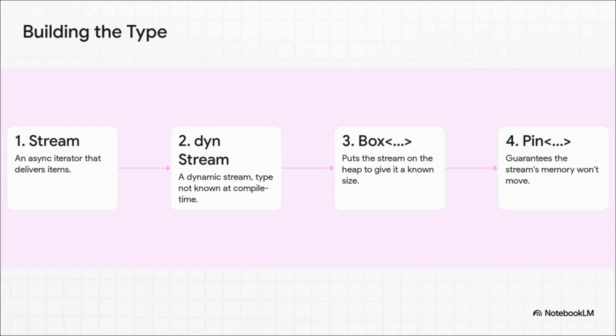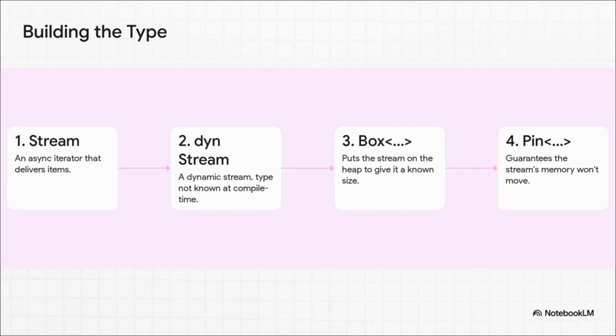So let's build this thing from the inside out, like stacking Legos. At the very core, we have Stream. Just think of it as an async iterator. It gives you items over time. But Tonic doesn't know the exact type of stream we're returning at compile time, so we need dyn Stream to say, hey, this is some kind of stream. But that creates a new problem. Dyn types don't have a size the compiler knows about. How do we fix that? We put it in a Box. A Box stores our stream on the heap and gives us a simple pointer, which does have a known size.